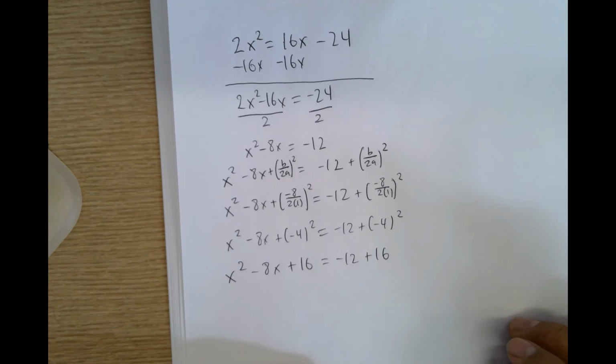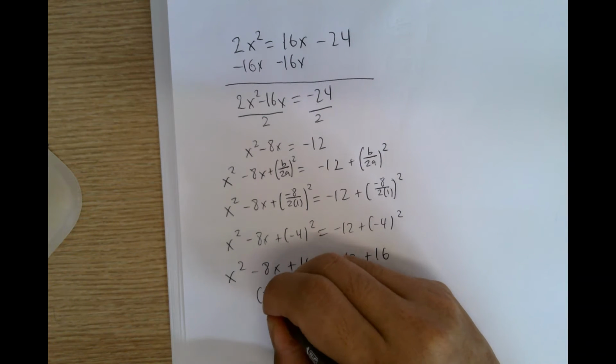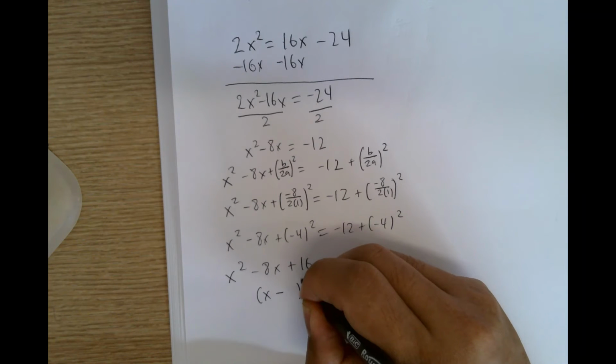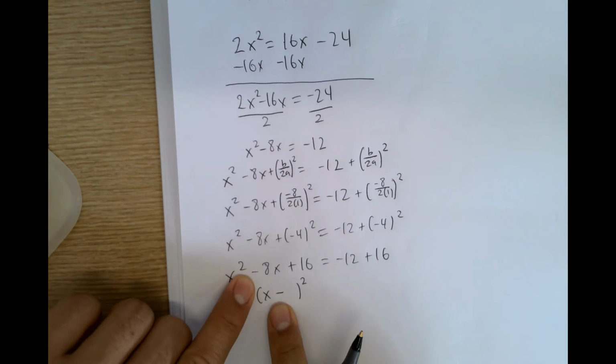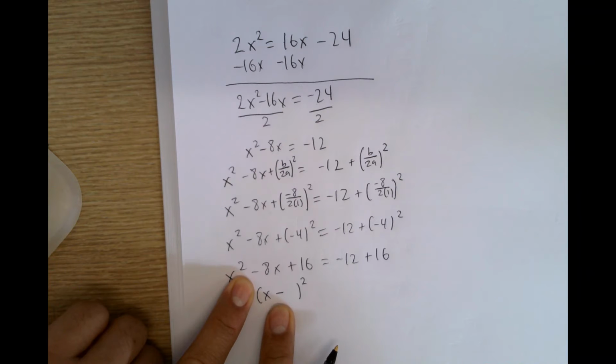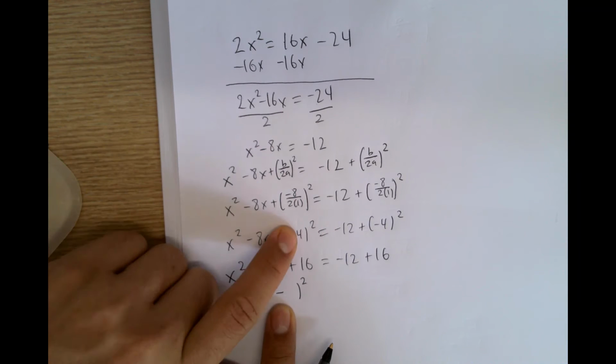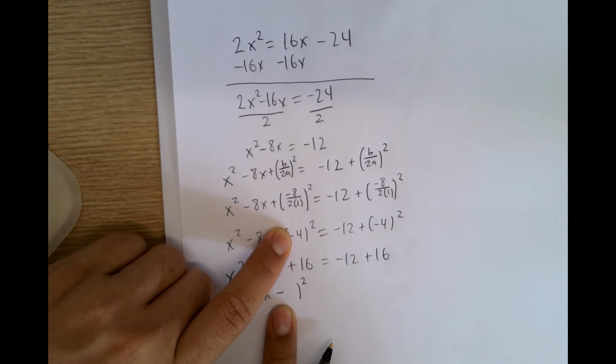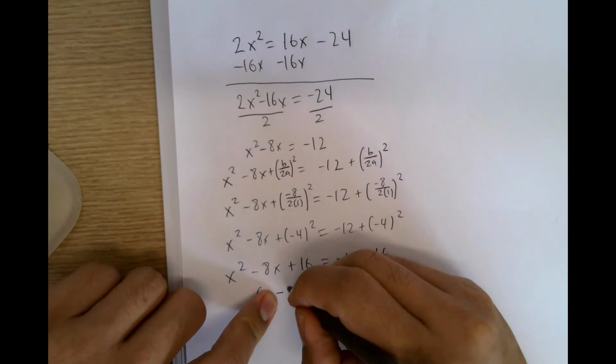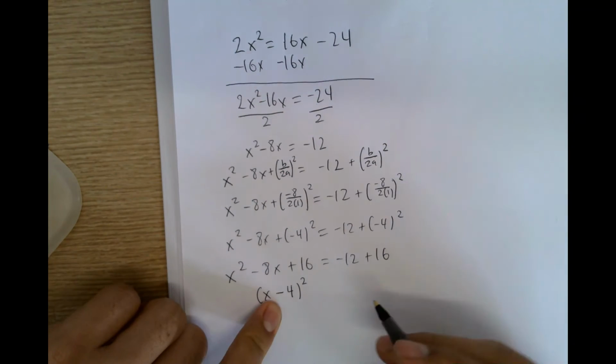So now we're going to factor it. So we're going to go x minus, and I know it's going to be minus a number because my b is already a negative number. Okay. So that number I told you to memorize, that negative 4, is going to come into play. It's going to be right here. So the negative 4 is going to be right here. This is going to be equal to 4.